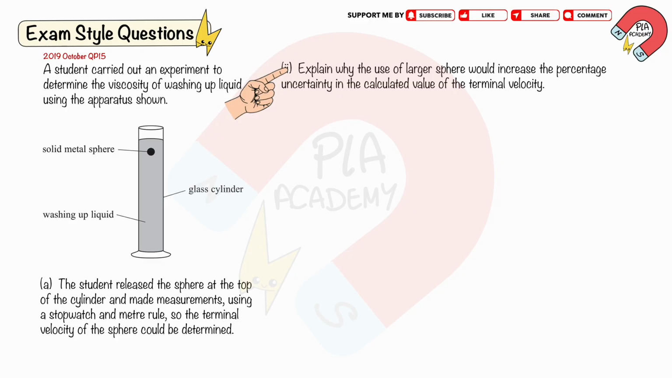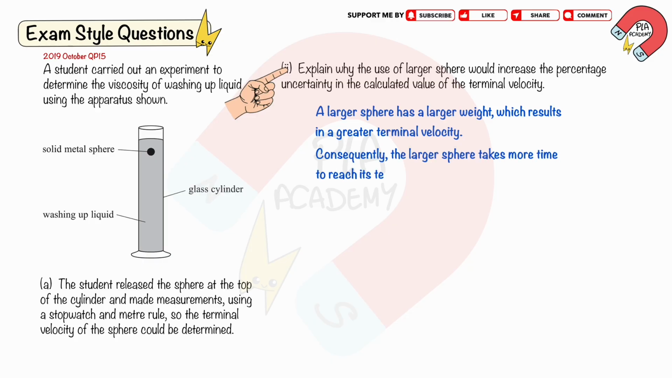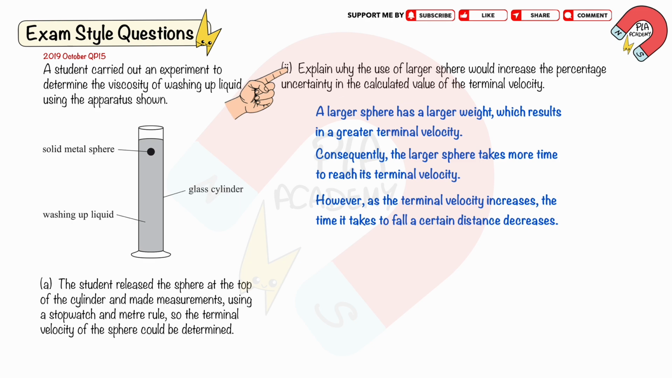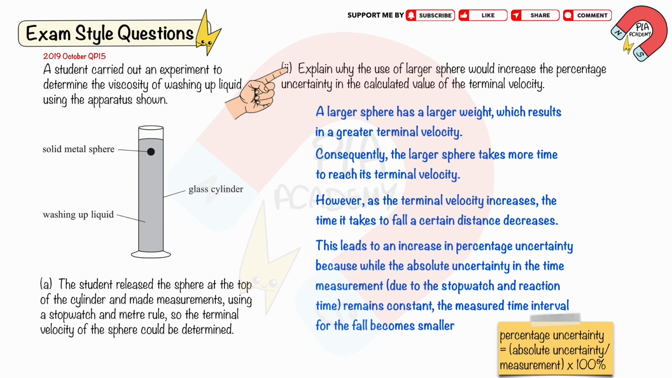2. Explain why the use of a larger sphere would increase the percentage uncertainty in the calculated value of the terminal velocity. A larger sphere has a larger weight, which results in a greater terminal velocity. Consequently, the larger sphere takes more time to reach its terminal velocity. However, as the terminal velocity increases, the time it takes to fall a certain distance decreases. This leads to an increase in percentage uncertainty because while the absolute uncertainty in the time measurement, due to the stopwatch and reaction time, remains constant, the measured time interval for the fall becomes smaller.